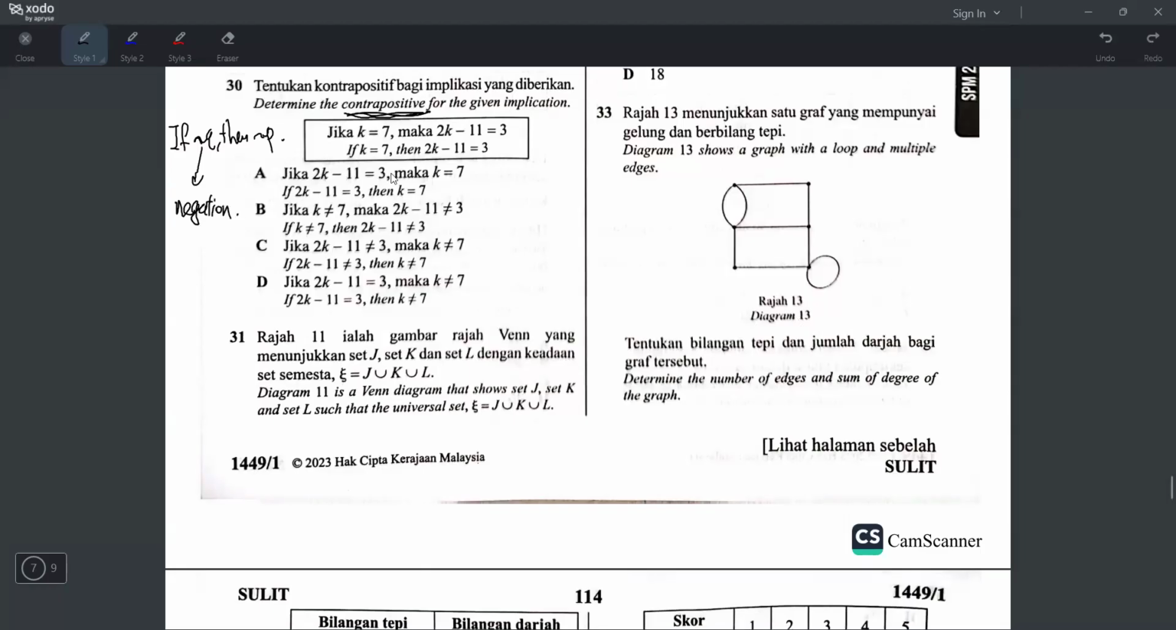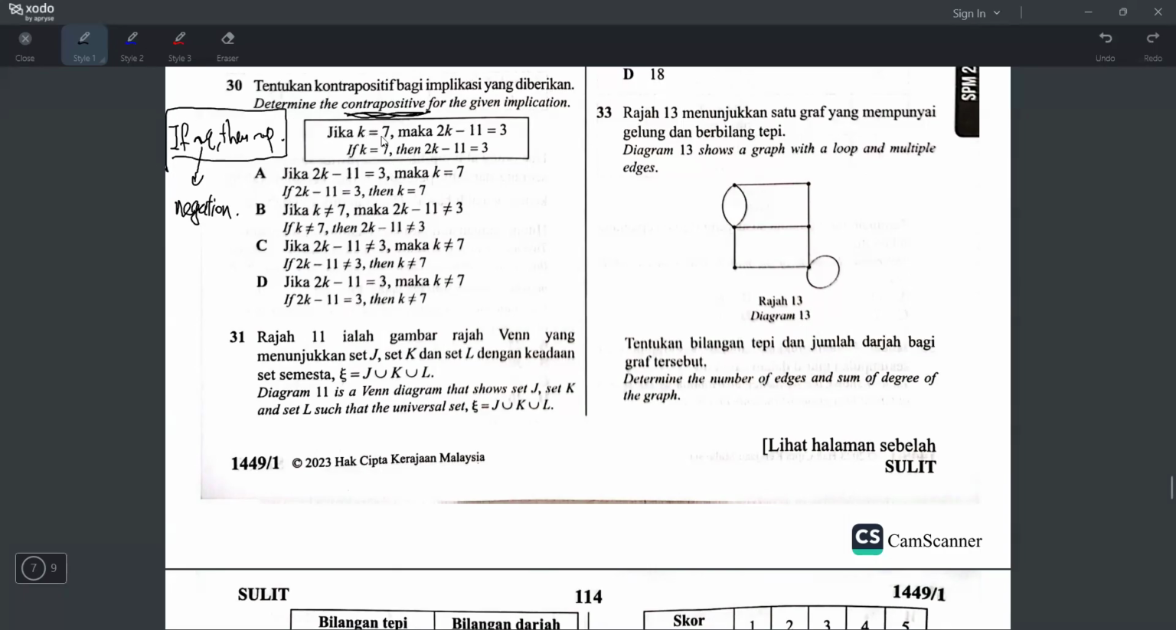Sebenarnya dia ada tiga tau. Dia ada converse, inverse, contrapositive. Kalau converse, dia punya formula if Q then P. Kalau inverse, if not P then not Q. Tapi kalau contrapositive, if not Q then not P. So this one is contrapositive, so we have to do this, right?